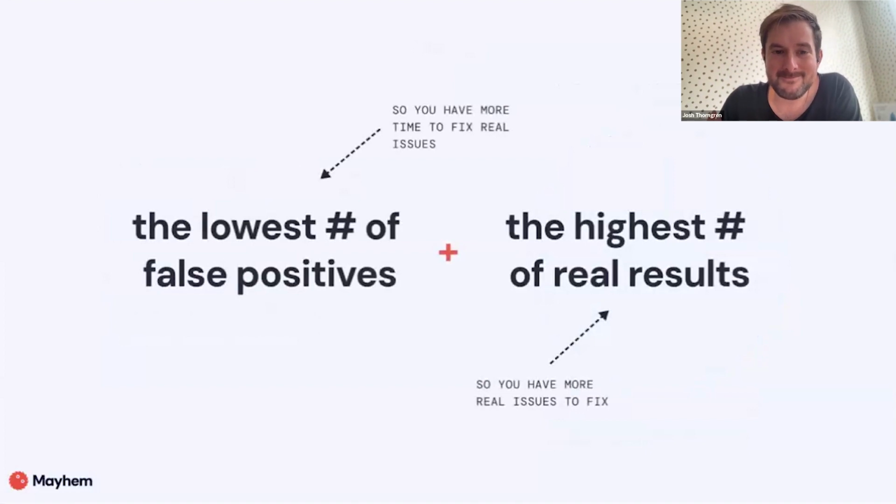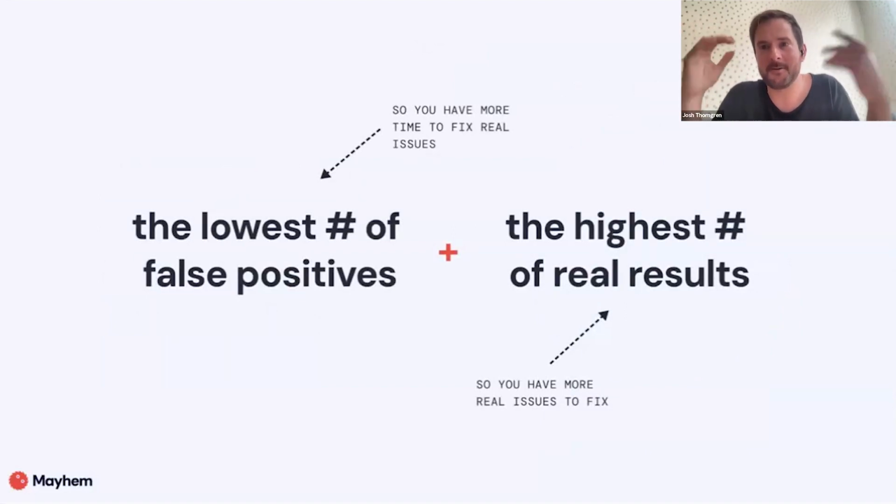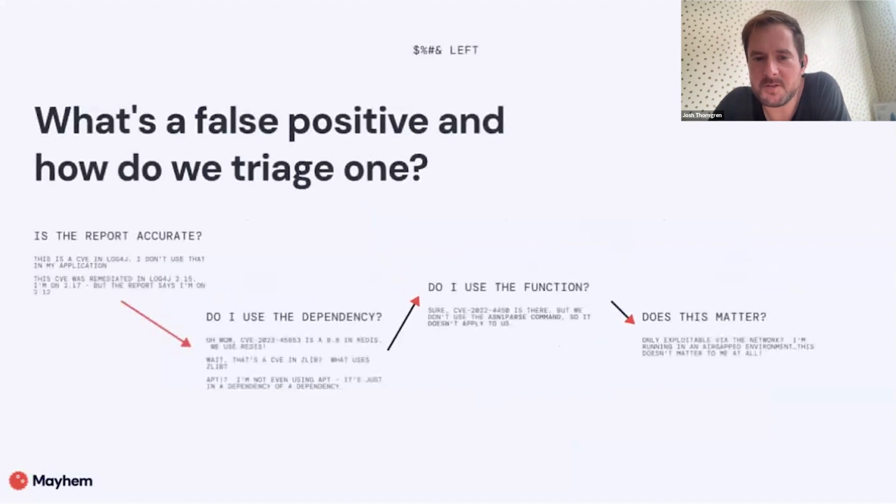So really what you need is the lowest number of false positives so you can fix more real issues, and the highest number of real results so you have more real issues to fix. Like, great. This is not ideal, glory state. So Vincent, kind of following up on what you were saying, part of it is, how do we even think about what a false positive is? Triaging is kind of a mess.